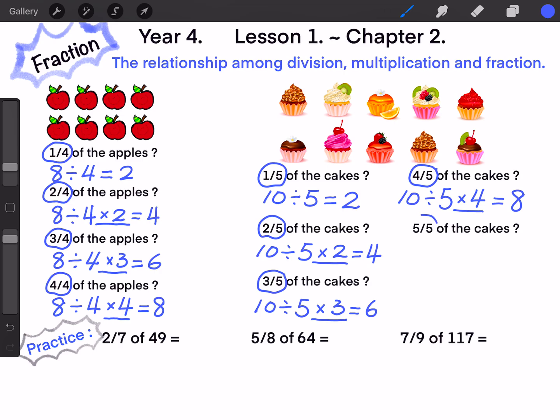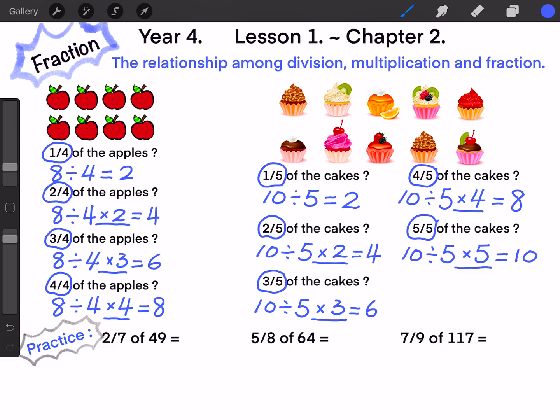Last one, 5/5 of the cakes. We divide 10 cakes into 5 equal groups, and then the total 5 groups have 2 times 5 equals 10 cakes. So 5/5 of the cakes actually equals all the 10 cakes.